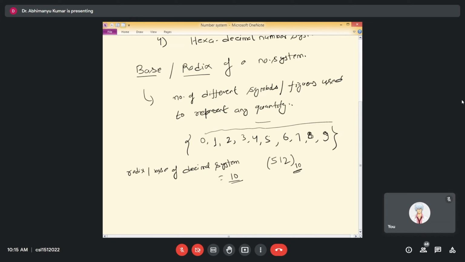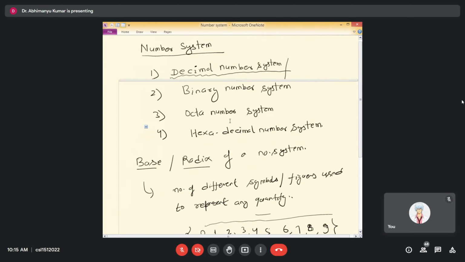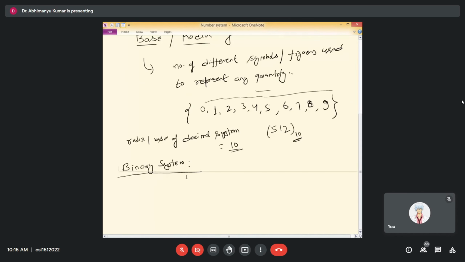So see here, if we talk about the binary system, our digital computers use this system only, but we also study the octal system and hexadecimal system. Why are we studying octal and hexadecimal also, although almost all digital computers use the binary number system only? We'll discuss all those questions.